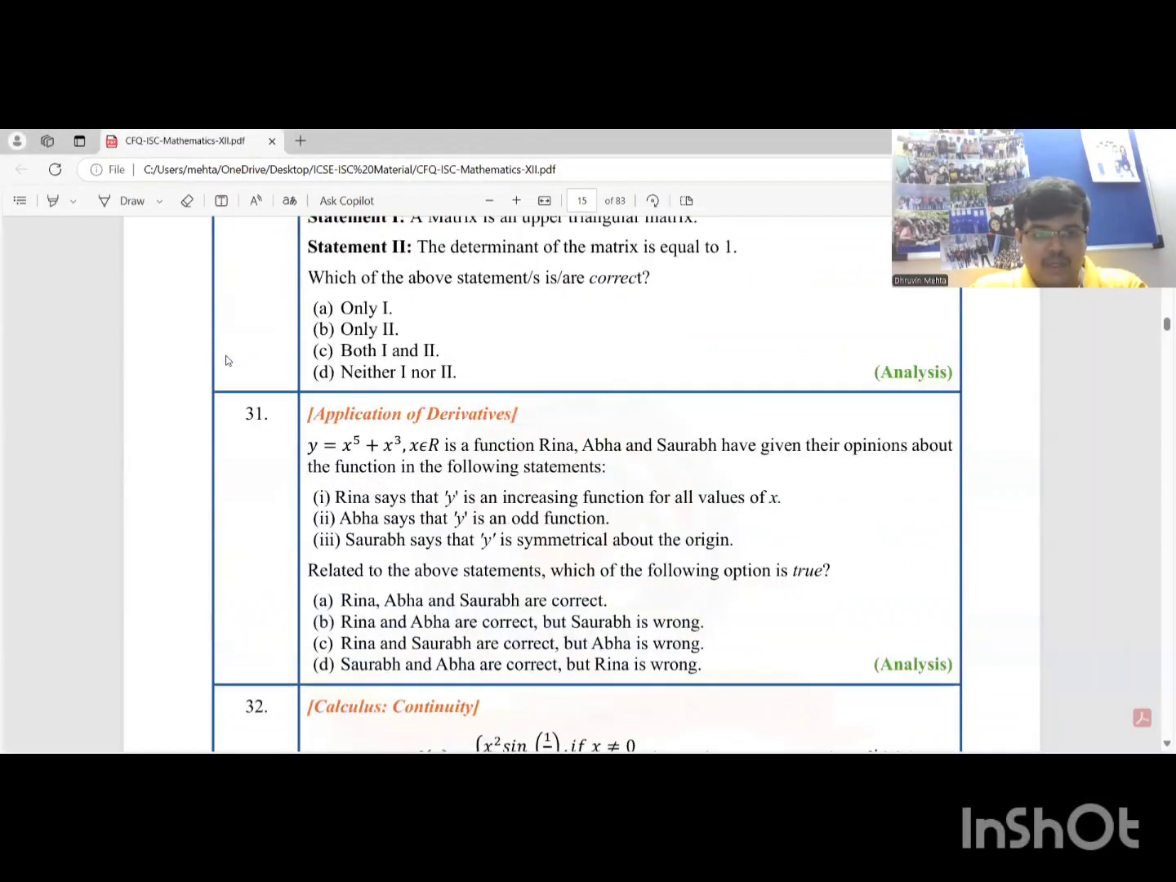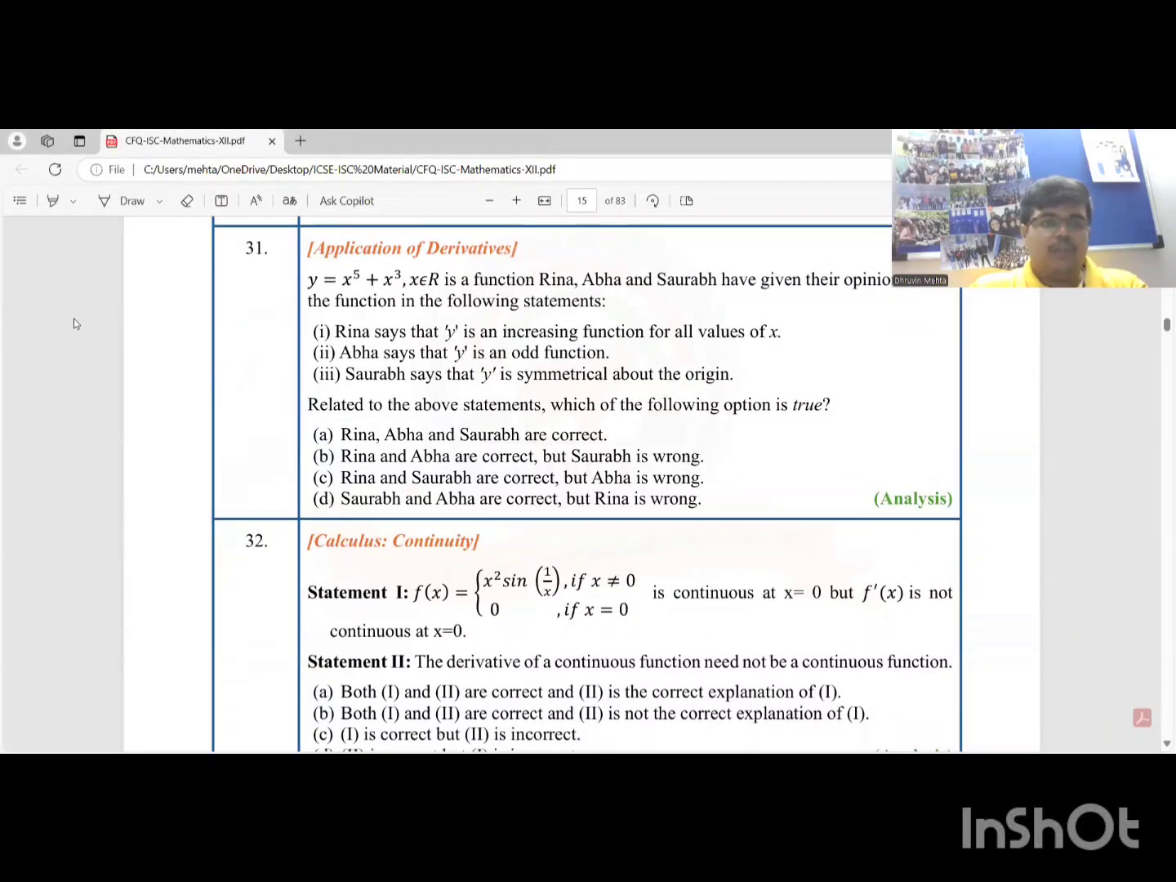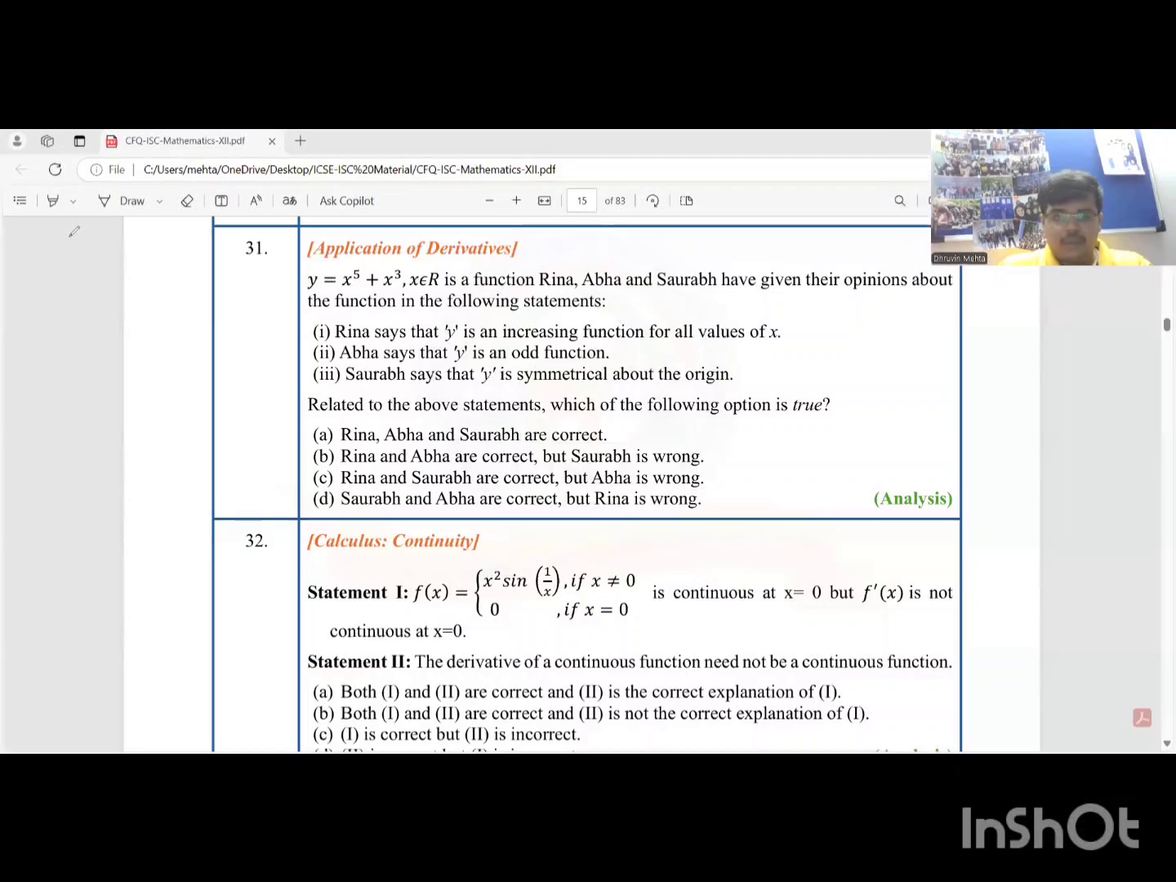We have question 31 as the next one. Now, in question 31, students, y is x raised to 5 plus x cube, x belongs to R, is a function. Reena, Abha, and Saurabh have given their opinion about the function with the following statements. Now, Reena says that y is an increasing function for all values of x. Students, I hope you know how to check whether it's an increasing function or not. So we'll take the derivative of this. Derivative of this will be 5x raised to 4 plus 3x squared. Because x raised to 4 and x squared will be positive for all values of x, we can say that this derivative will be positive. And therefore, what Reena is saying is true. It is an increasing function.